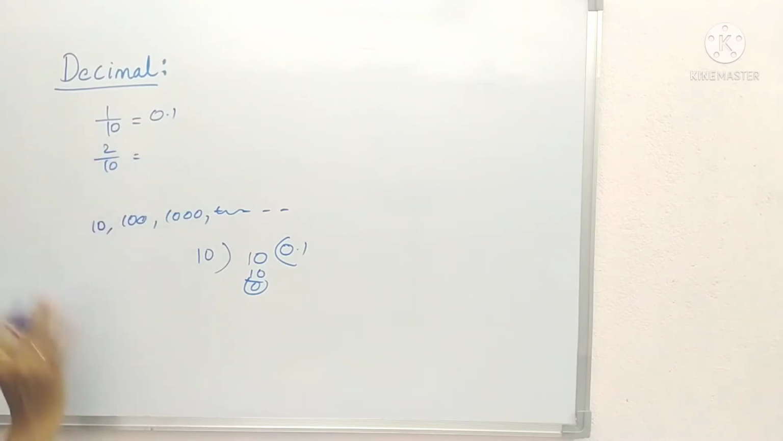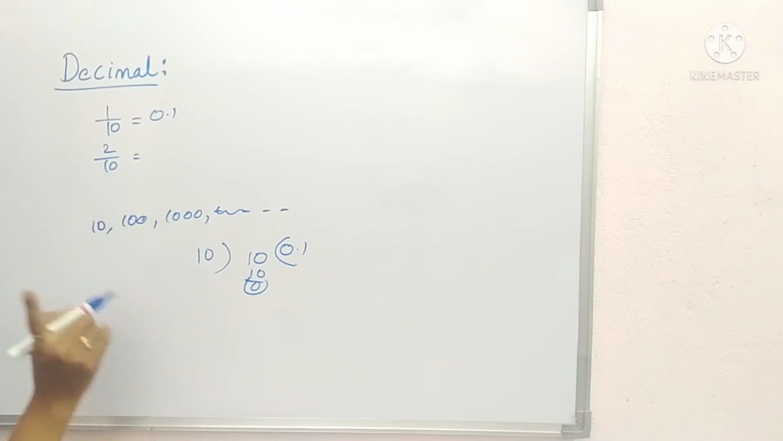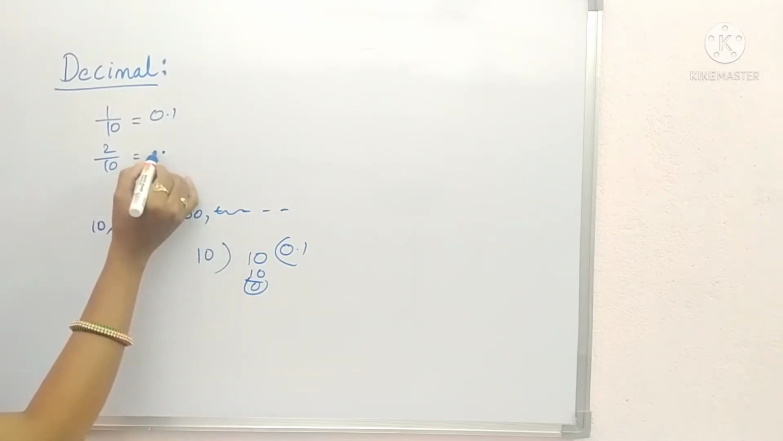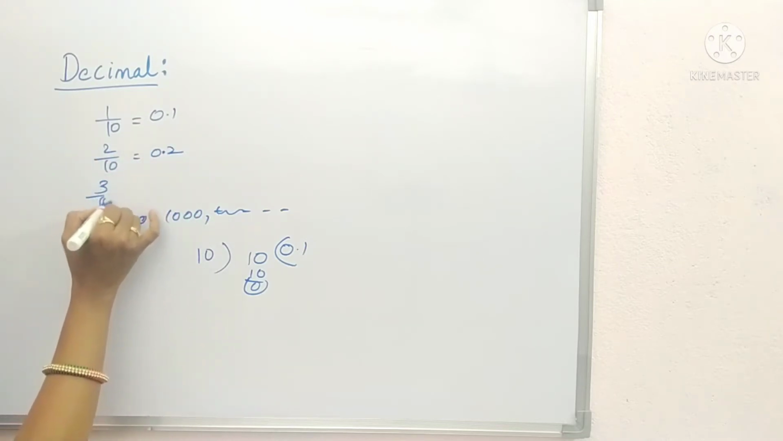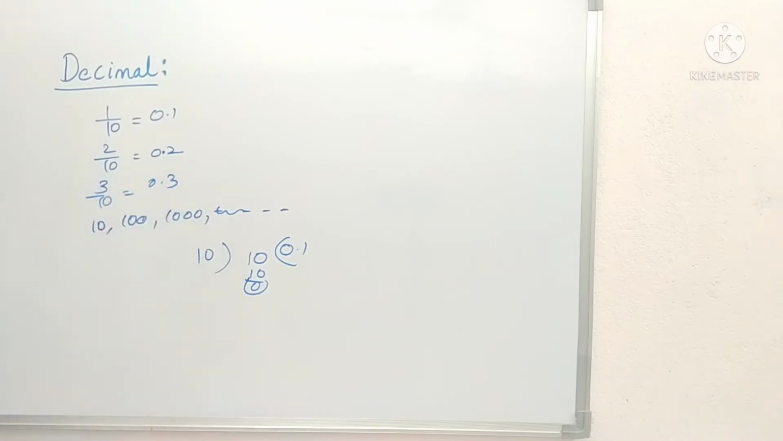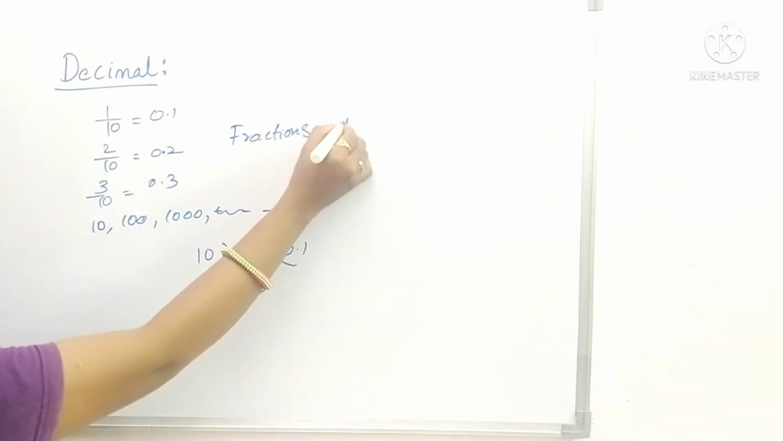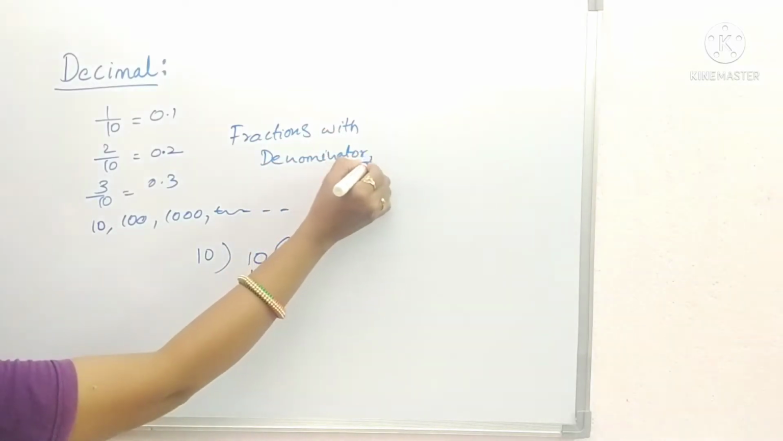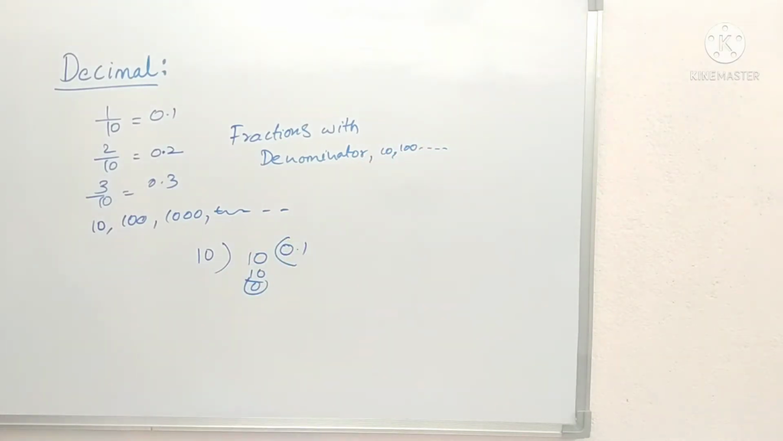Similarly 2 by 10, no need of dividing every time. How many zeros after 1? One zero. So one digit must be there after the decimal point. Put the decimal point and one digit. So this is 0.2. Similarly 3 by 10 is 0.3. So decimals are nothing but fractions with denominator 10, 100, 1000 like that. These are the decimals.